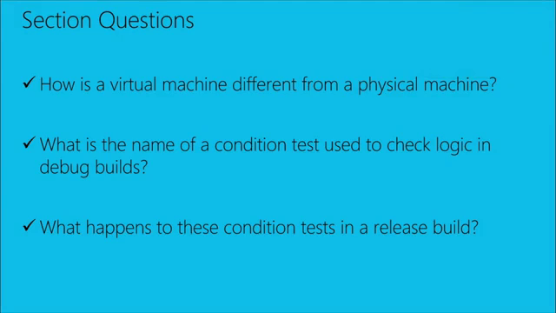First question is, how is a virtual machine different from a physical machine? So a virtual machine is software-based, and you can have several virtual machines on a Windows server. And what's the name of a condition test used to check logic in debug builds? That's an assertion. Okay. And what happens to these condition tests in a release build? They are ignored. Okay.